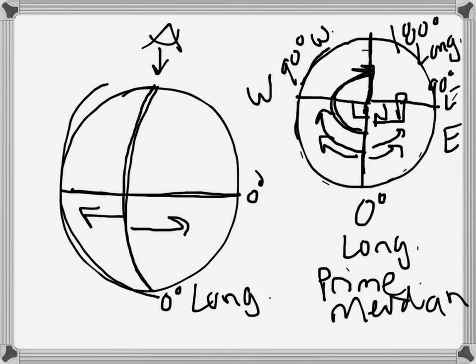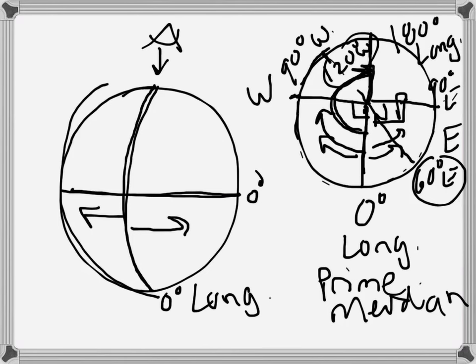Make sense? Now, here's something clever as well. You'll notice that opposite 90 degrees west is going to be 90 degrees east. Opposite zero is 180. What about something like 120? What would the opposite of 120 west be? Well, here's a very, very simple solution for you. The opposite of 120 west has to be 60 east. So this plus this always has to equal 180 degrees.